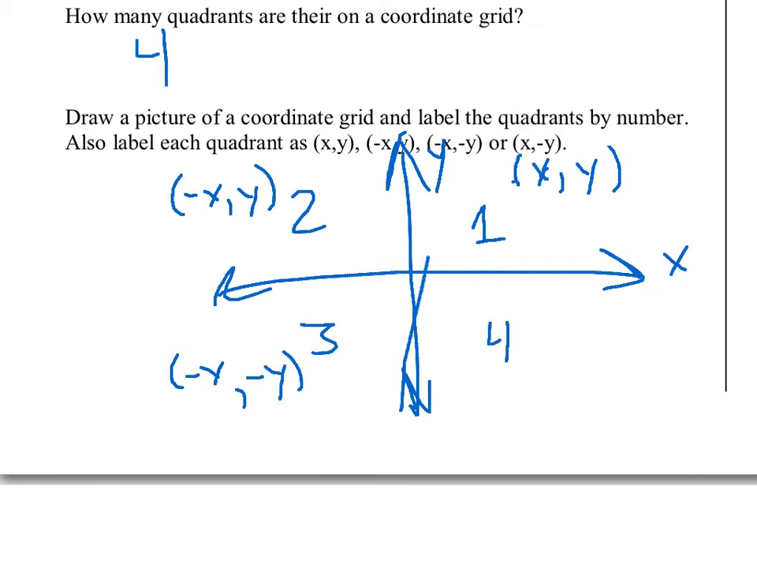The final quadrant is quadrant 4. And what type of values are in quadrant 4? Janelle. Positive x's, all the values on the right-hand side are positive x's, and negative y's. Excellent.